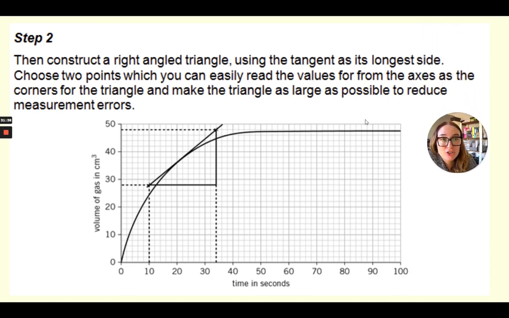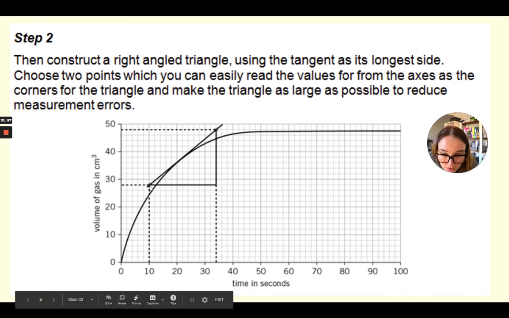Now, the tangent is going to be your longest side, or your hypotenuse, if you are a fancy maths whiz. Which I'm not, but I just throw that in there. Now, you can then look at the lengths of your two sides. Now, you don't use a ruler to work out the lengths of these sides. You look at it from the graph.